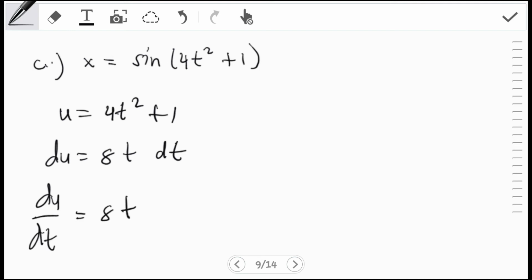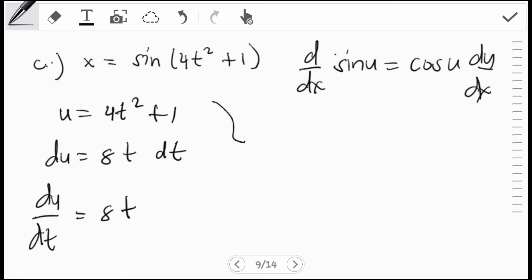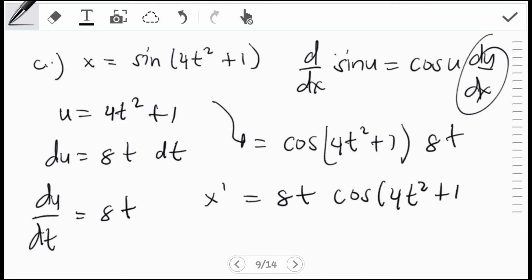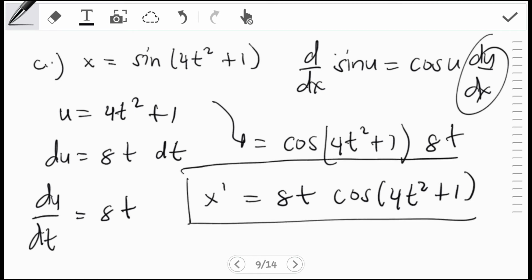Okay. So take note again, d over dx, or the derivative of sine u is equals to cosine u du over dx. Okay. So therefore, this is cosine, where u is 4t squared plus 1. Then where du as 8t. Okay. So therefore, x prime is equivalent to 8t cosine 4t squared plus 1. Okay. So that is the final answer.